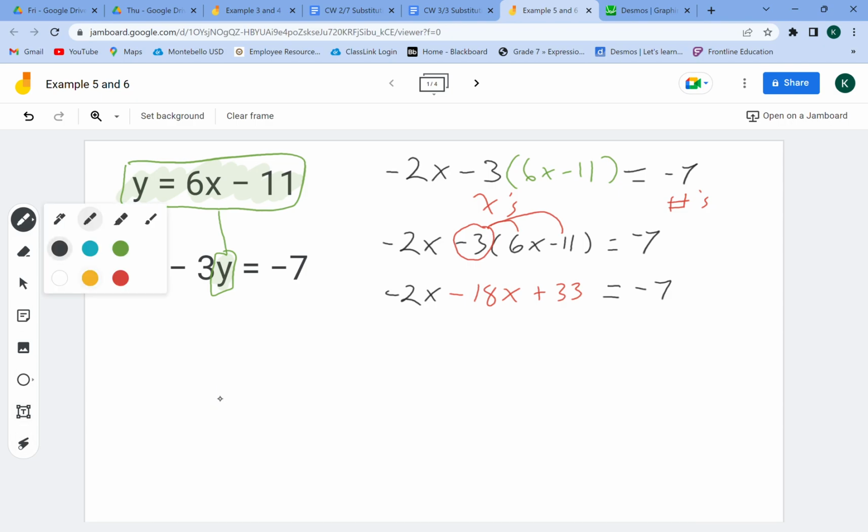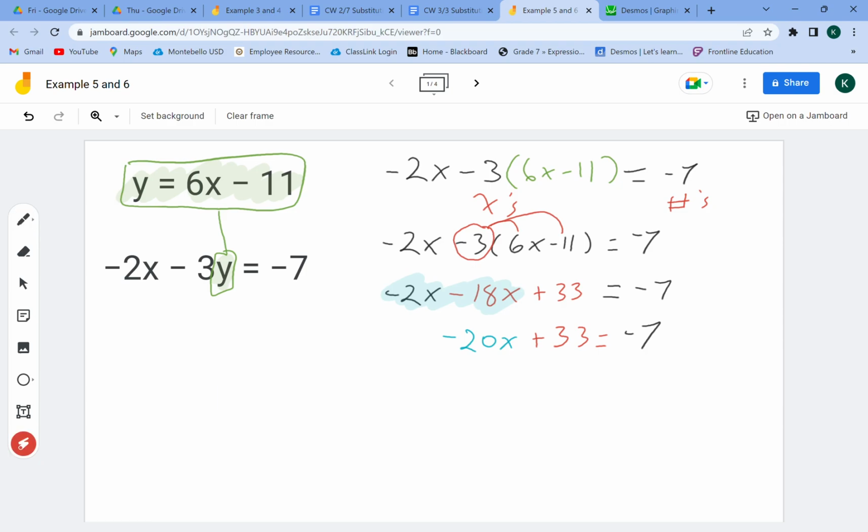Now, I'll try to highlight this in blue here. On the left side, these are like terms because they have x in common. Okay, so I'm going to combine those. And if I do that, negative 2x minus 18x, that's a party, and it's a negative party, so I'll have negative 20x. Then I'll bring the other one down. Plus 33 is equal to negative 7. Okay, now it's a two-step equation.